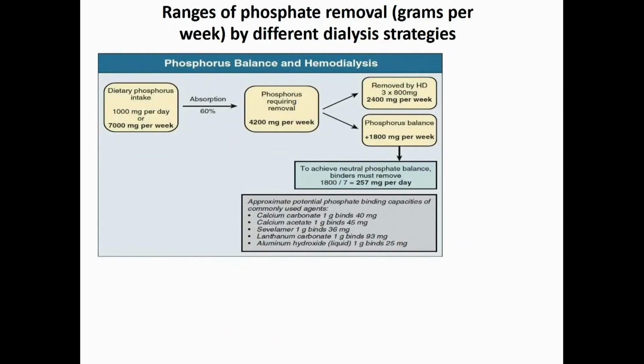So phosphate control is important, and each dialysis removes around 800. If you are doing it 3 times a week, that is 2,400 per week, but usually you are taking in almost around 4,200. So 1,800 is left. If you calculate per day, you have to remove around 250 if the person is taking a good amount of protein, which is not possible.